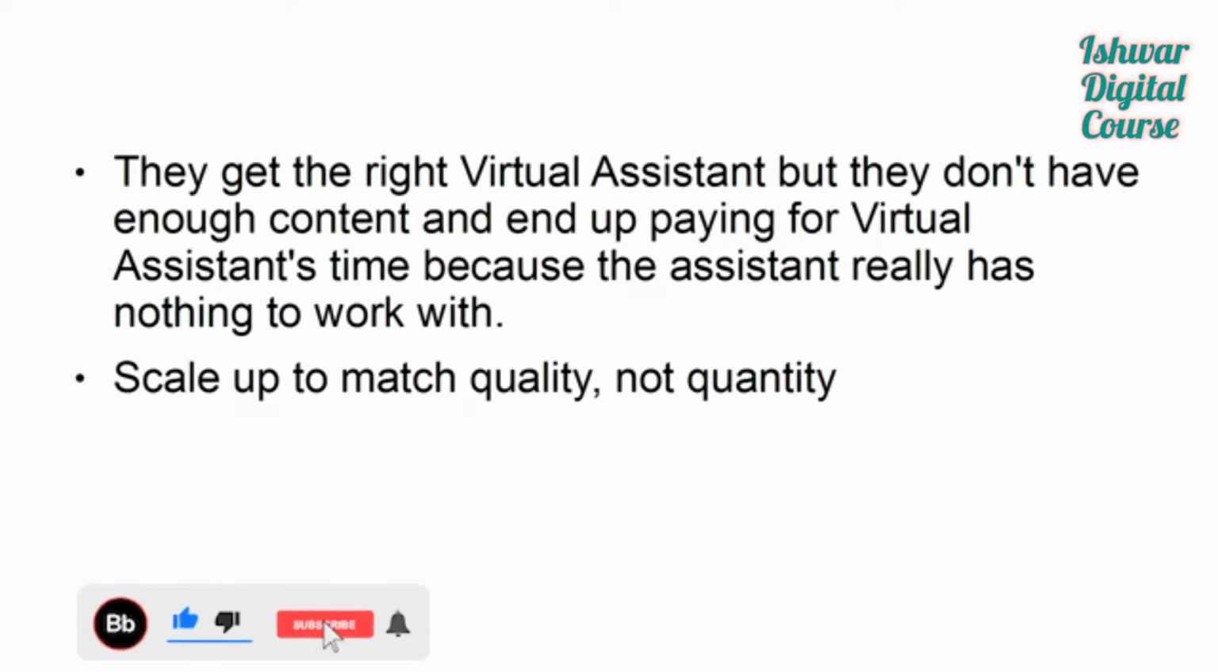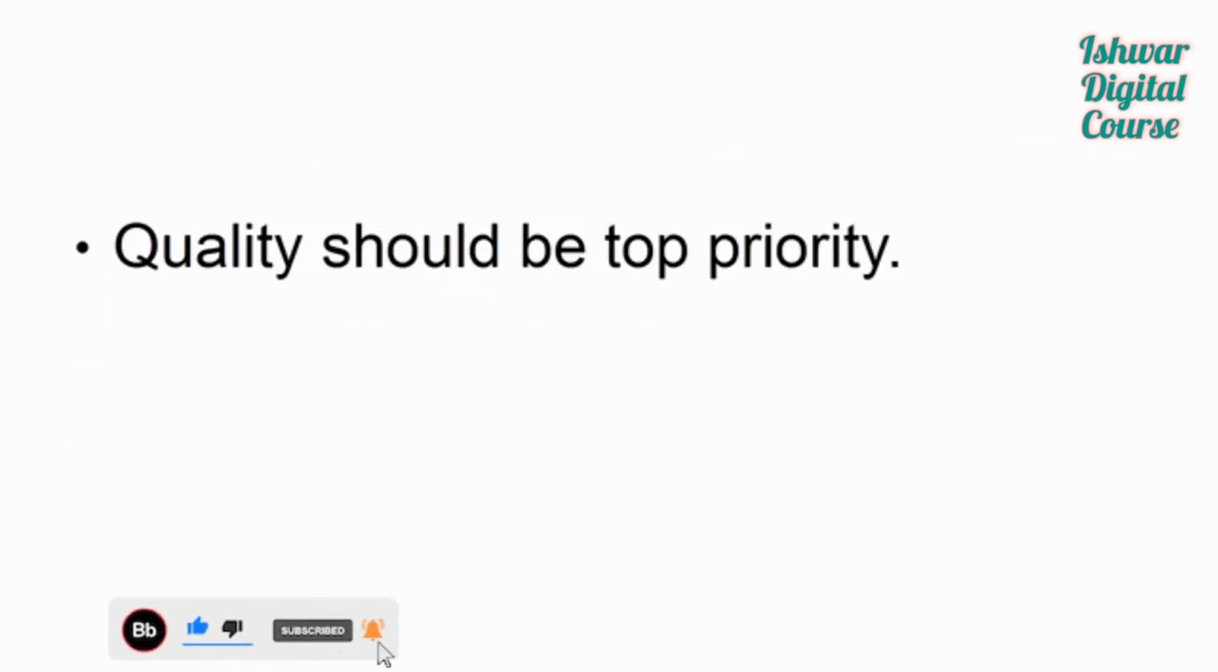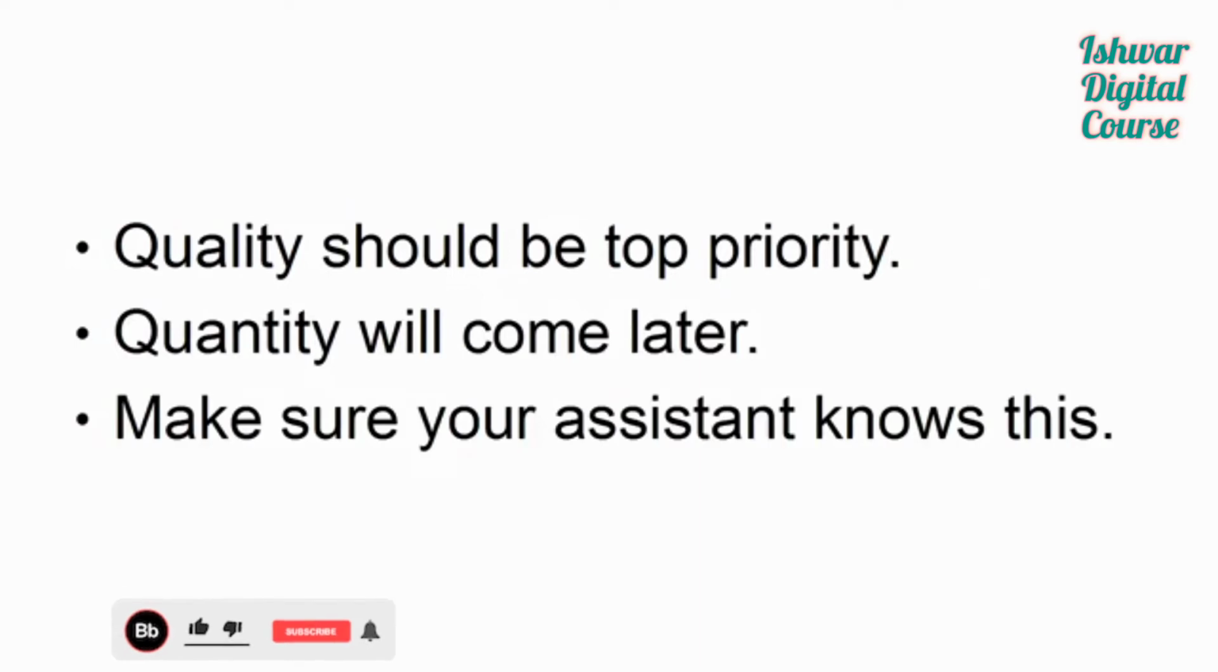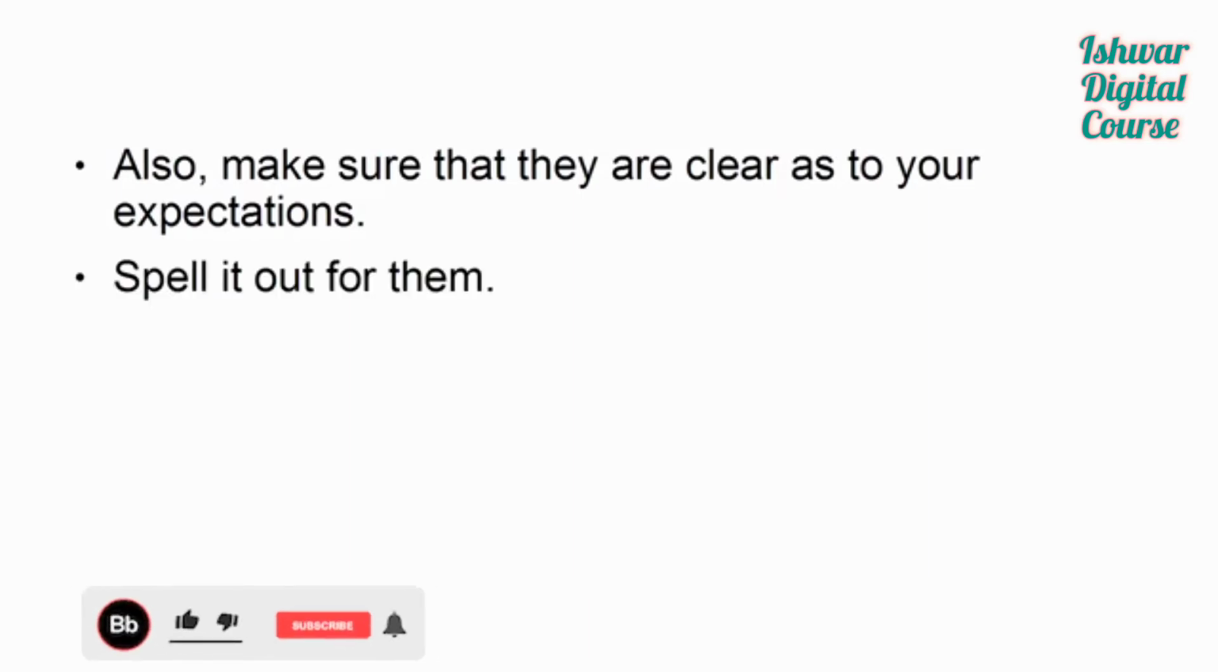Scale up to match quality, not quantity. Your overarching goal is to ensure your VA produces quality work. Quality should be top priority. Quantity will come later. Make sure your assistant knows this. Also, make sure they are clear as to your expectations. Spell it out for them.